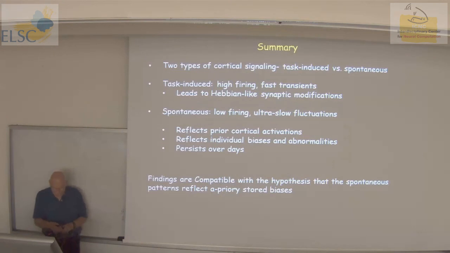Okay. So basically, the story to start with, in fact, there are two types of cortical signaling. The one we all study with single unit, and we're all familiar with, is the signal that happens when you stimulate the subject with a visual stimulation, with auditory stimulation, with some cognitive task. It's a burst of high firing that is very fast and very transient. Then the other task, and this very intense activation, is leading to Hebbian sharpening.